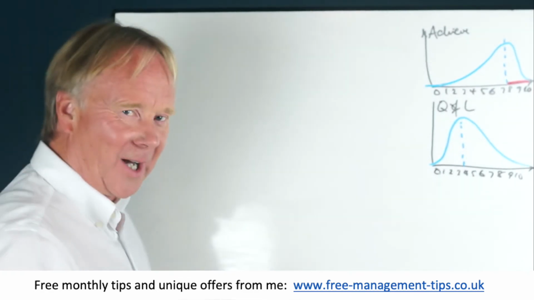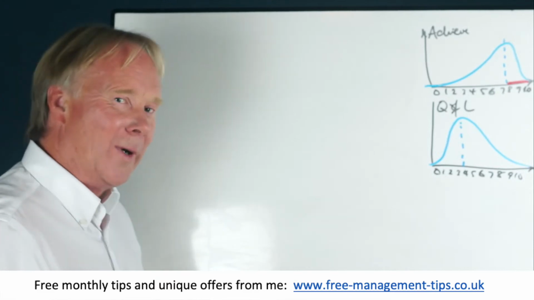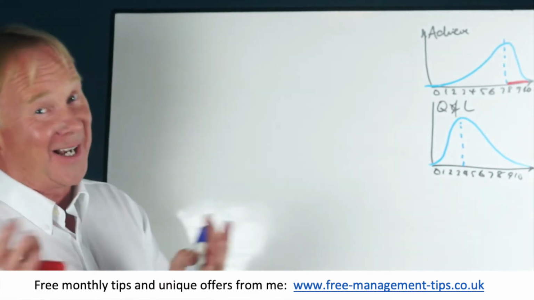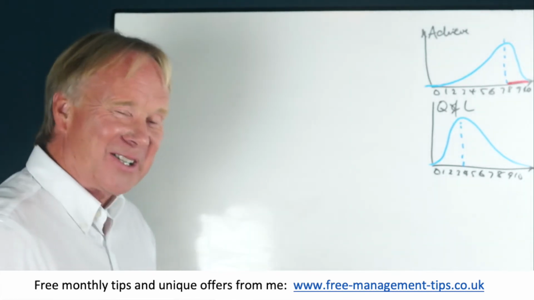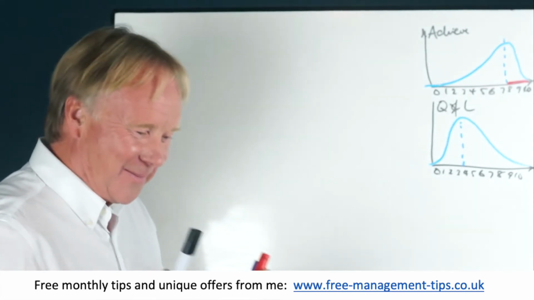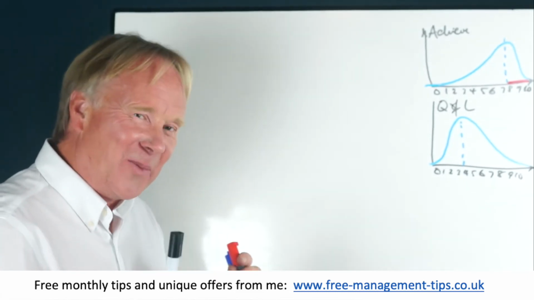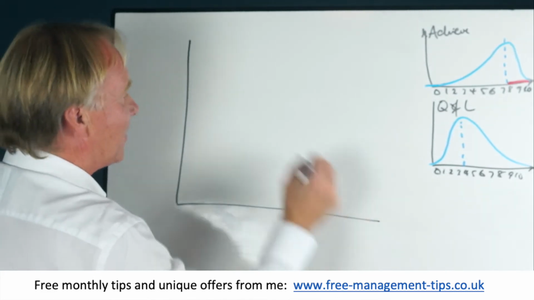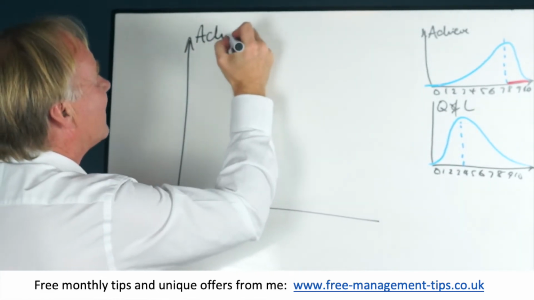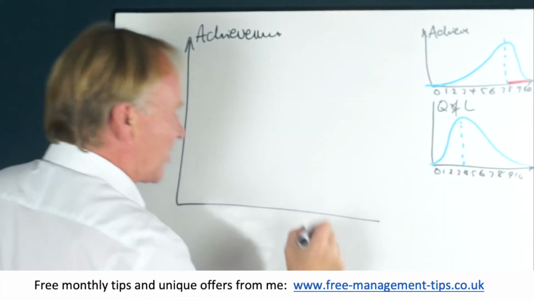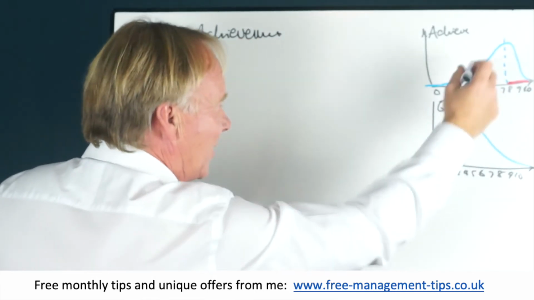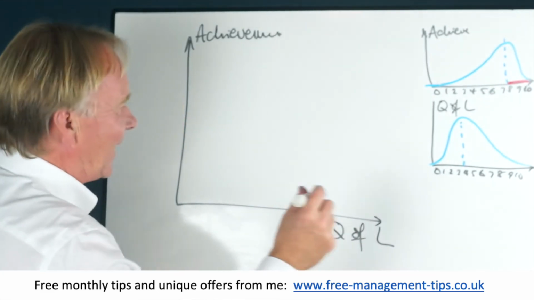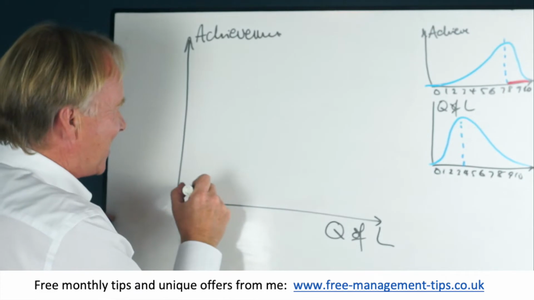So I was looking at these two diagrams and I was thinking, what if we combined the two of them? And I fed them both into an Excel spreadsheet because I am a bit of a nerd. And I pressed the button and I said, dear Excel, please show me the graph of what I get when I plot achievement against quality of life. So combine these two. And I pressed the button and the spreadsheet did this.